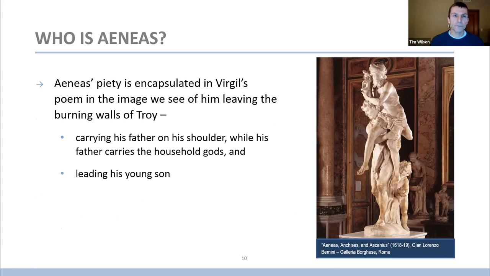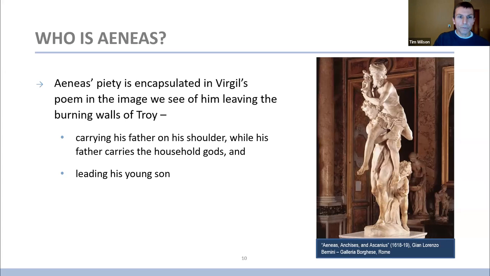Aeneas's piety is encapsulated in Virgil's poem in the image we see of him leaving the burning walls of Troy. Remember I mentioned Aeneas describes in book two what happened during the fall of Troy. Part of that description, he describes his own efforts to lead his family out of the burning city, as Troy burns around him. He carries his father on his shoulder, who himself is carrying the household gods, and he's leading his young son at his side or just behind him. And we see a sculpture there of that scene to the right.